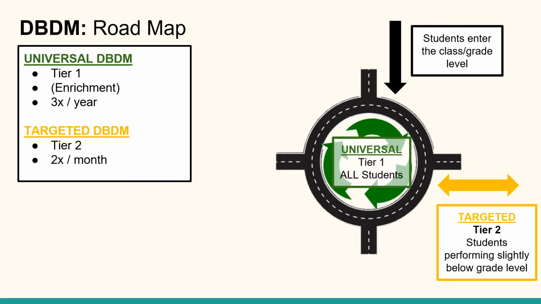Any students whose data indicate that they are slightly below grade level will then be taken through the targeted DBDM process to match them to an intervention and monitor their progress. Students are moving in and out of this process as indicated by the data and corresponding data decision rules. Again, they continue to receive Tier 1 instruction as they are in the targeted DBDM system.